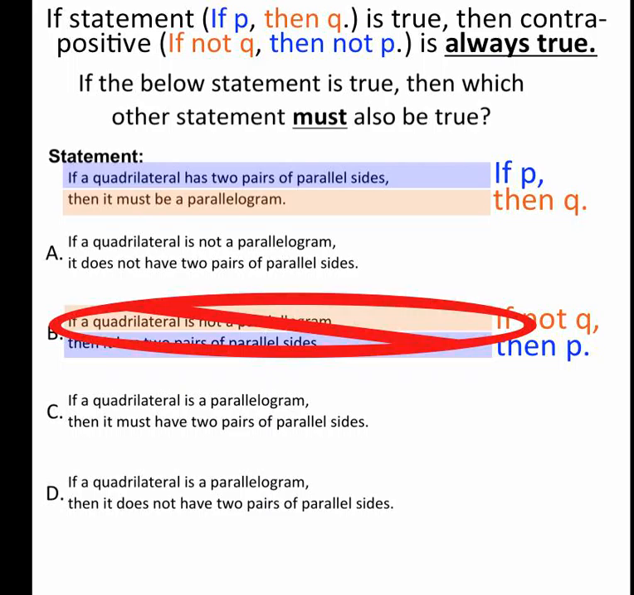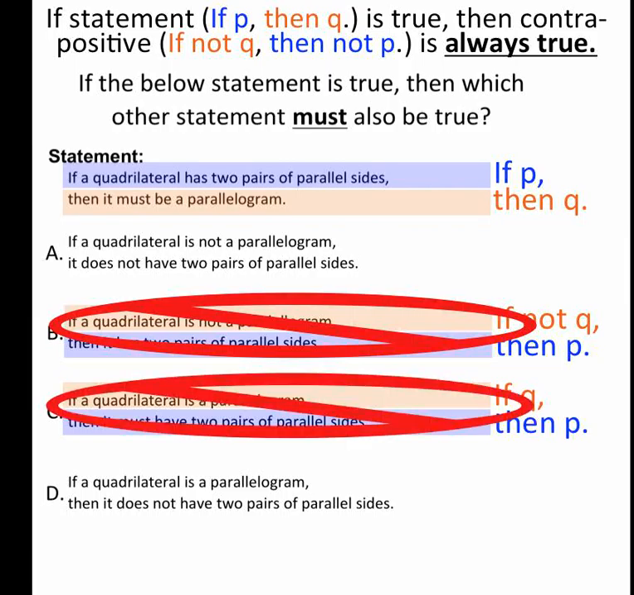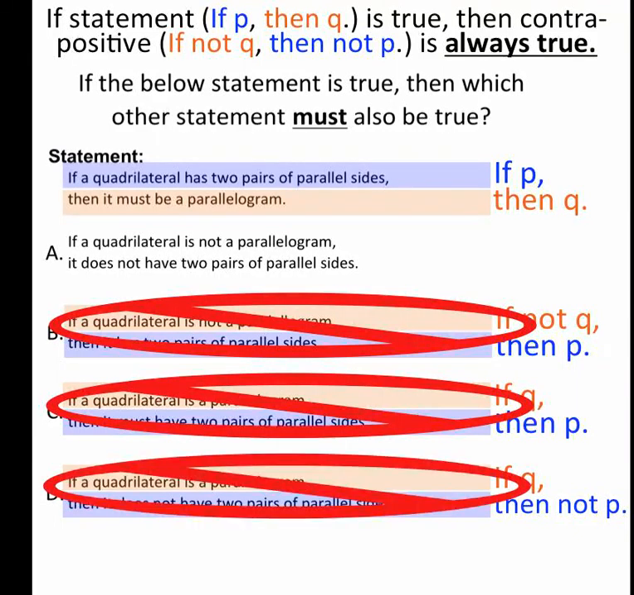If a quadrilateral is a parallelogram, well, that's just my Q statement. And the next part says if P. So if Q, then P, I know that's not my contrapositive. And the next one, if a quadrilateral is a parallelogram, again, that's just if Q again. In this case, it's if Q, then not P, so it's a little closer, but still not my contrapositive.